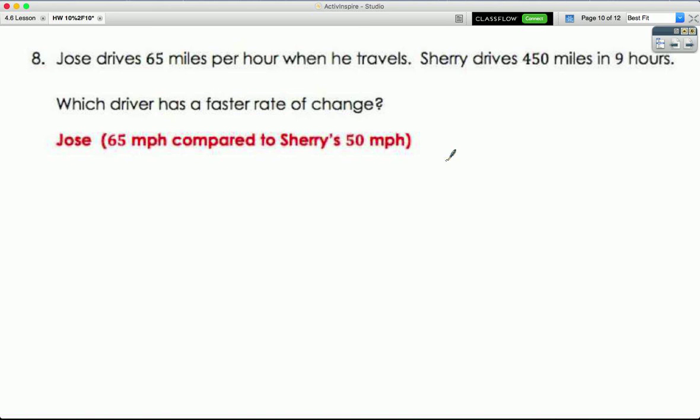To find Sherry's, we would have to reduce what they tell us, the 450 miles every 9 hours, to find out how many miles per every 1 hour, which would be our rate of change, or technically our slope as well. So 450 divided by 9 tells me that that's 50 miles every 1 hour as compared to Jose's 65. So Jose is going to drive at a faster rate. He's going to be speeding faster than Sherry.